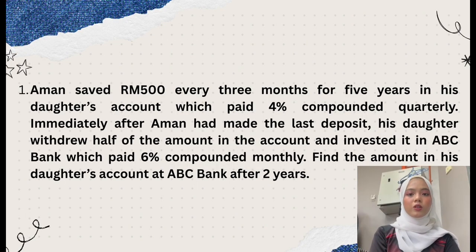And now, we are going to discuss case study 2. Question 1: Aman saves RM500 every 3 months for 5 years in his trust account, which pays 4% compounded quarterly. Immediately after Aman made the last deposit, he withdrew half of the amount in the account and invested it in ABC Bank, which paid 6% compounded monthly. Find the amount in his account at ABC Bank after 2 years.